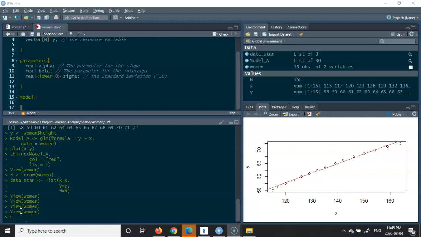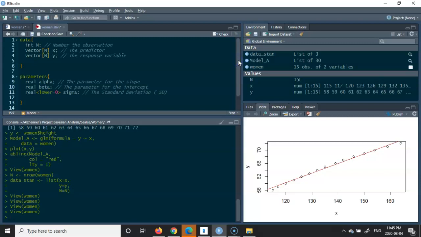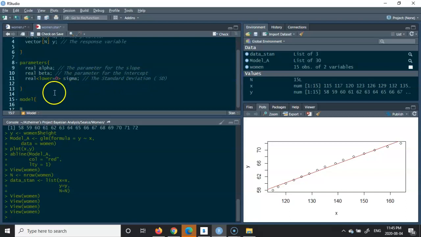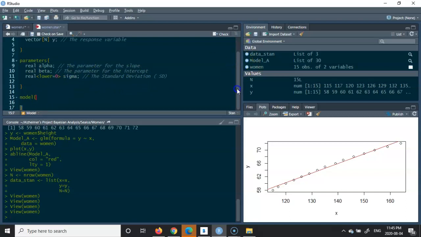Okay, welcome back. Now we are getting to an interesting part, because so far we have defined the data block and the parameters block, and we have only one block left, which is essential to our Stan program. This block is called model.